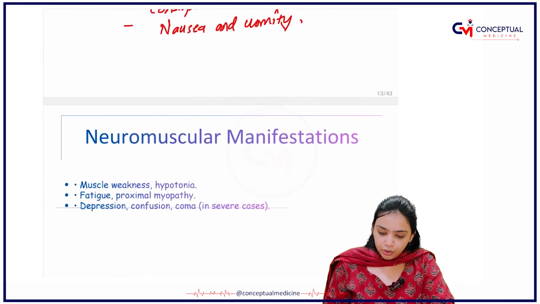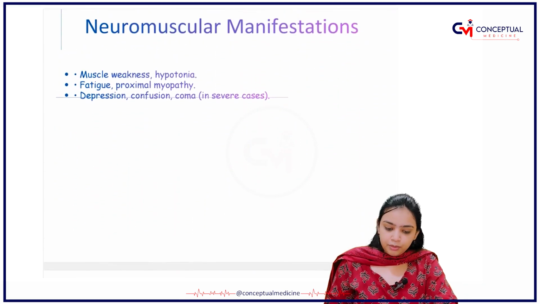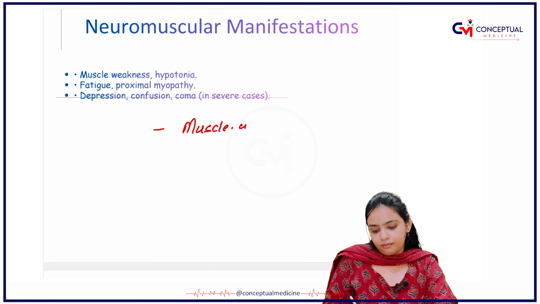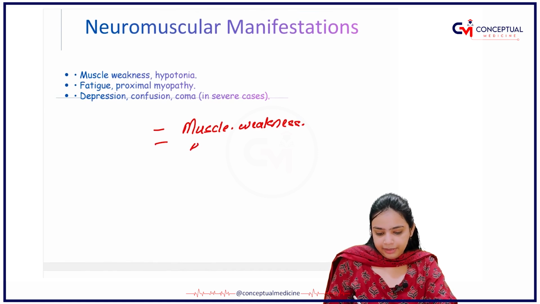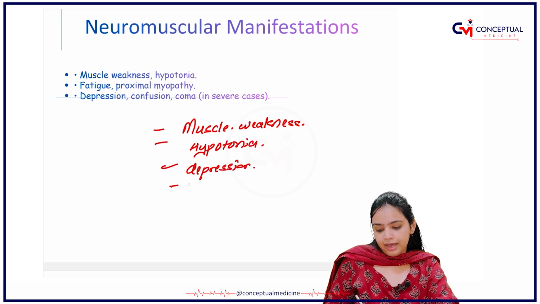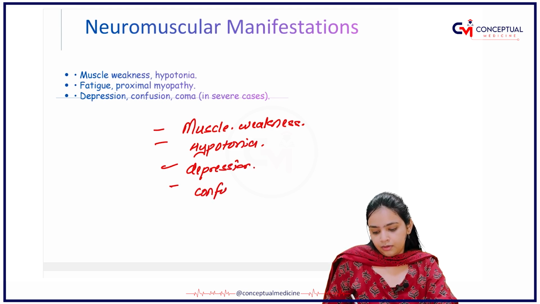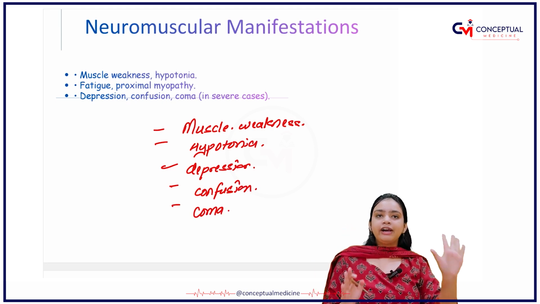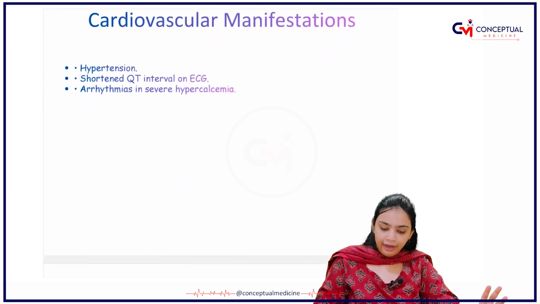Next you have is the neuromuscular manifestation. In the neuromuscular manifestations, there will be muscle weakness. After that, there will be hypotonia, depression, confusion and coma. Confusion and coma. So these are basically the 5 manifestations which you will be having.